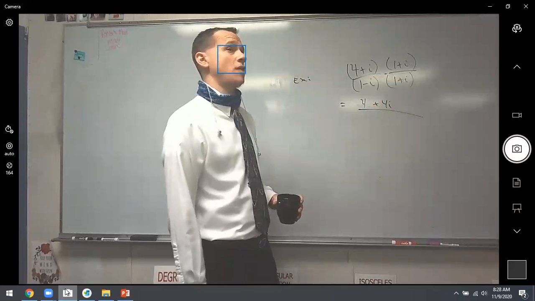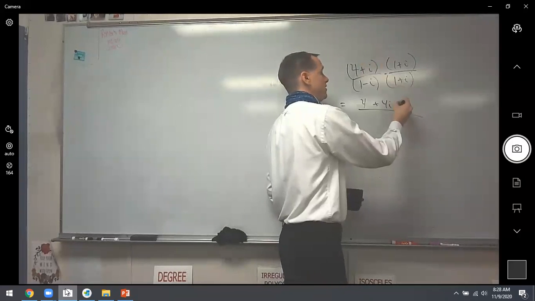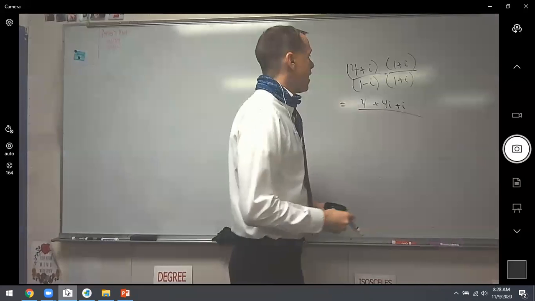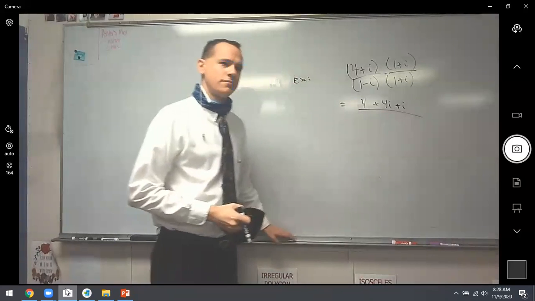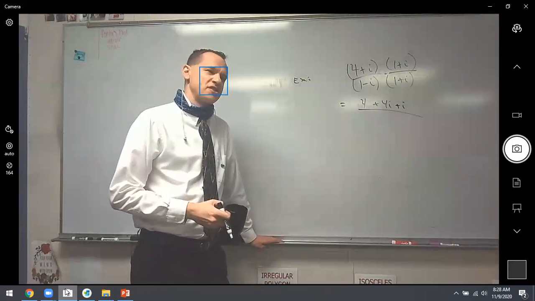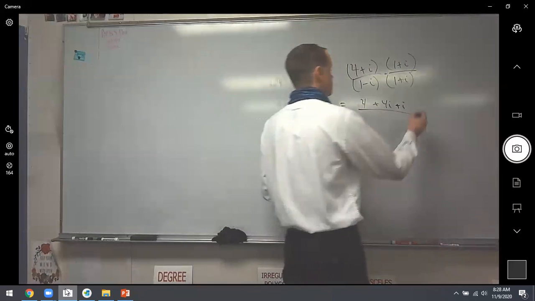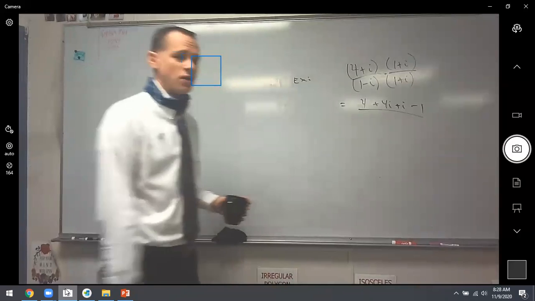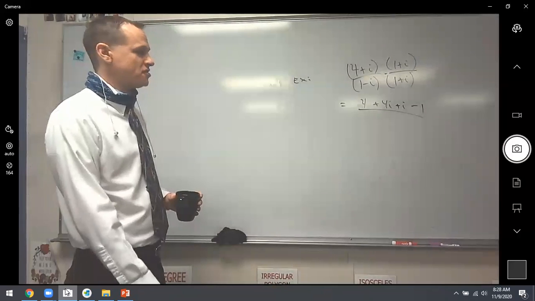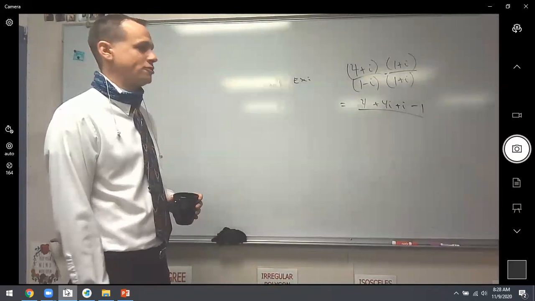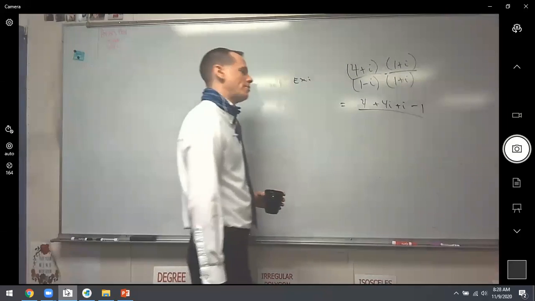Distributing the i in, i times 1 is i. And what's going to come next? i squared. Why don't I just save a step? What is i squared? Negative 1. So instead of writing plus i squared, I'll just write minus 1, because that's what i squared is. Save myself a step. When you know what you're doing, it will go a lot faster.